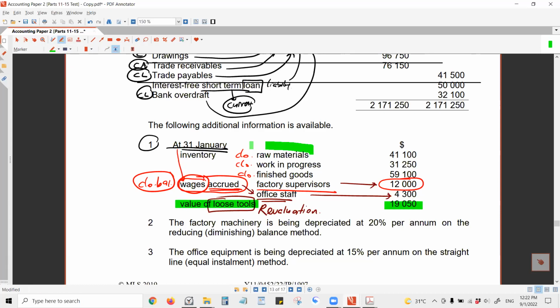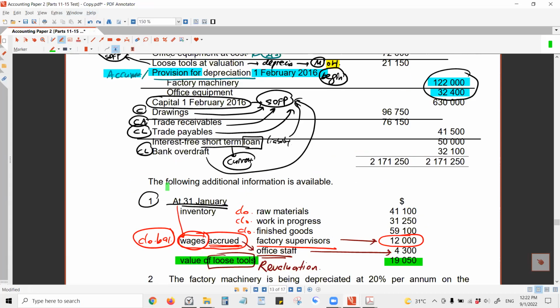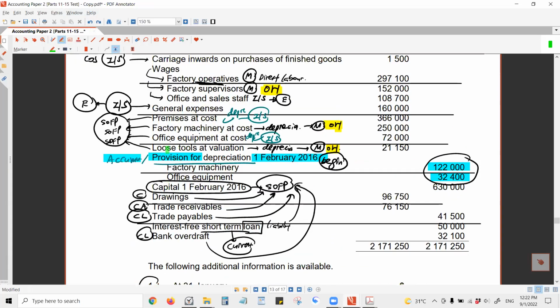All the information here is at the year end. So 19050 is the market value at the year end for loose tools. See the question: loose tools at valuation 21150. That's the market value at the beginning of the year. How do I know it's at the beginning of the year? Because there's no other point of time that will give you the value. For sure this is at the beginning of the year, 21150.